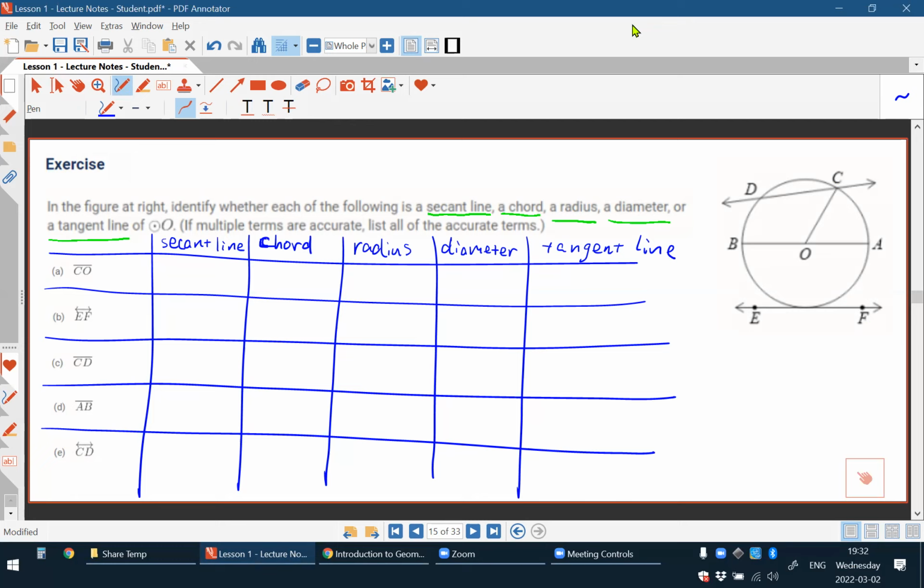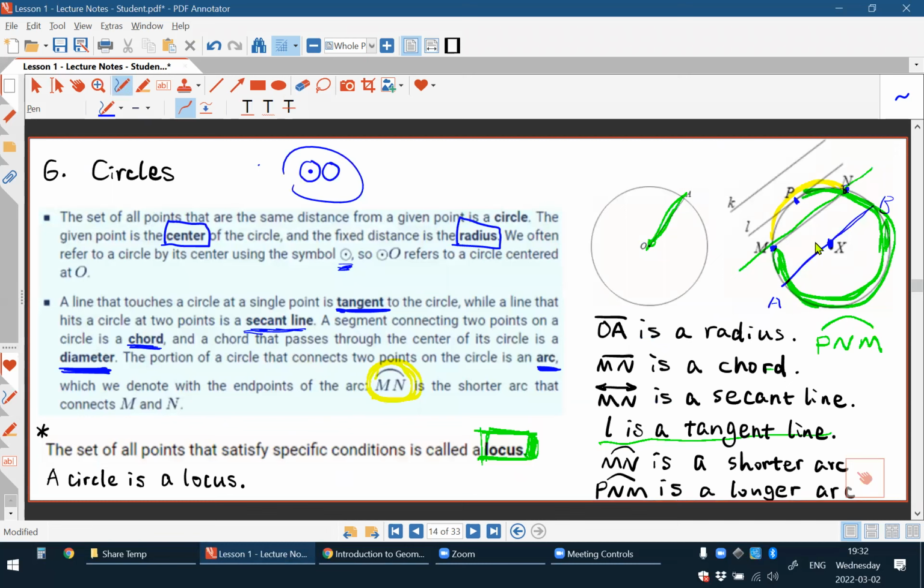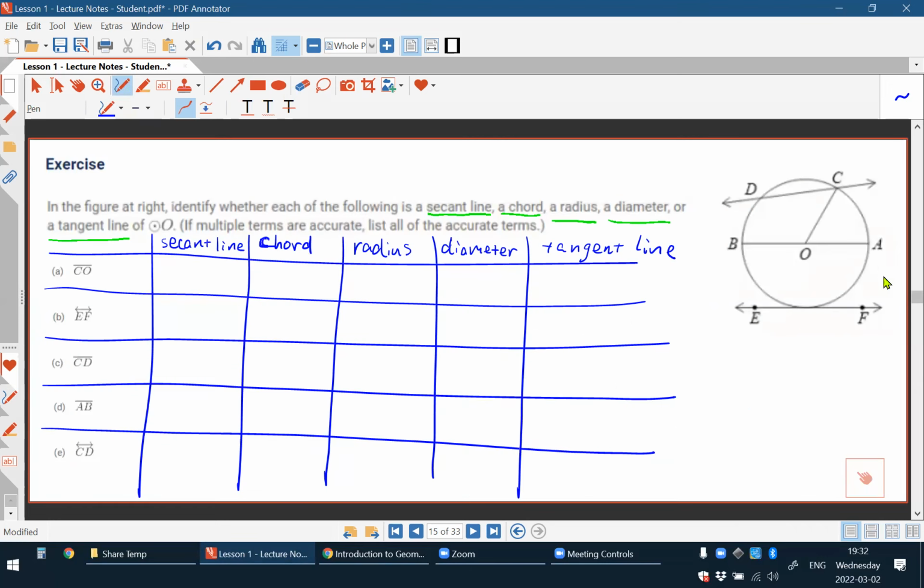What's a chord again? A chord is any segment that connects 2 points on the circle. So in this graph, MN is a chord, right? Okay. So it has to be a segment first, and this segment connects 2 points on the circle. Wait, my bad.